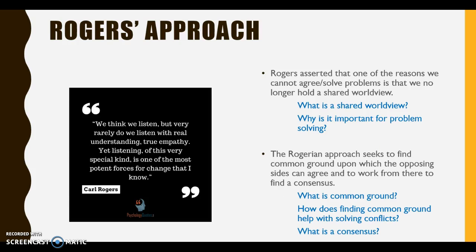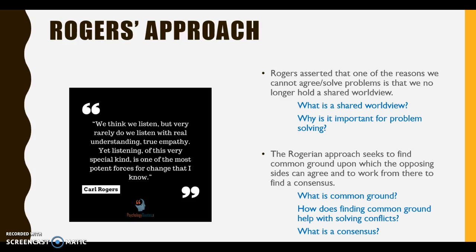In addition, he asserted that one of the reasons we have a really hard time solving problems in the modern world is that we don't have a shared worldview anymore. So one of the things that made Aristotelian rhetoric possible for a long time as a very strong method of argumentation is that at the time, the people that Aristotle was making arguments to, or people who were using the Aristotelian model, held a shared worldview. They basically agreed on the way the world looked. They shared lots of things in common, and so they had a similar way of looking at the world.